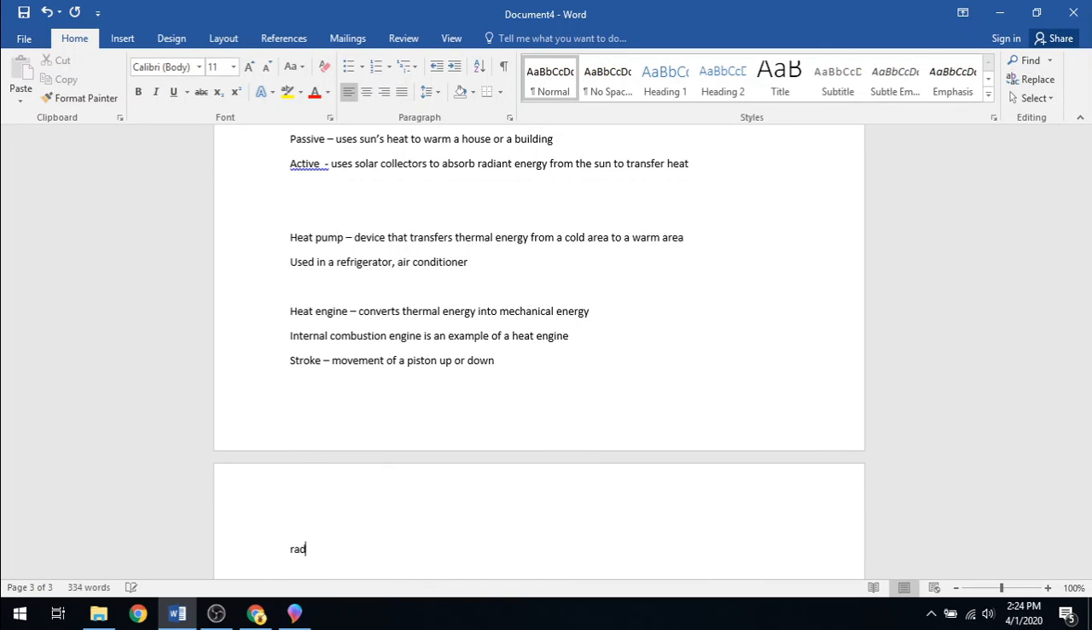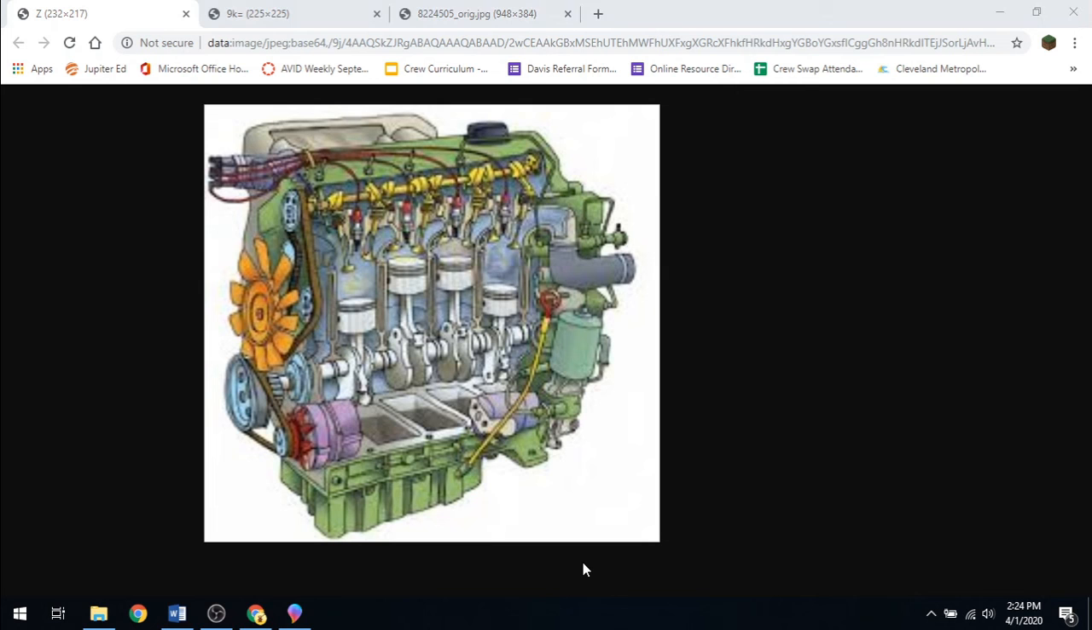Last, we have radiators, which are also used in cars. These use convection, and I guess conduction, to cool off fluid and cool off an engine. So I have a diagram of it.